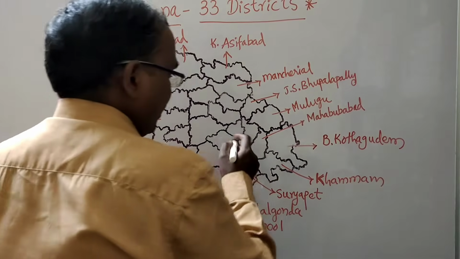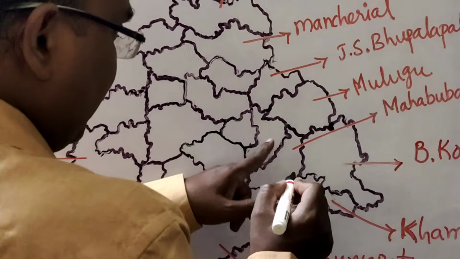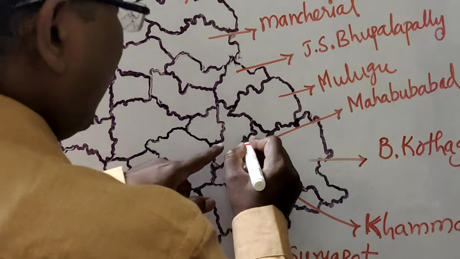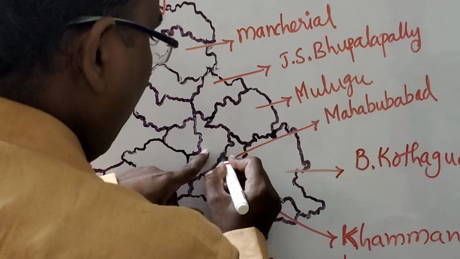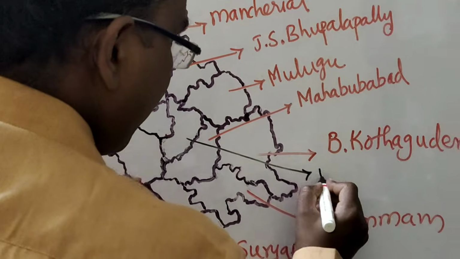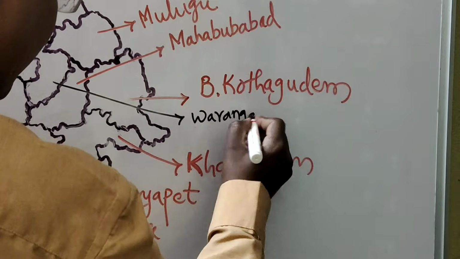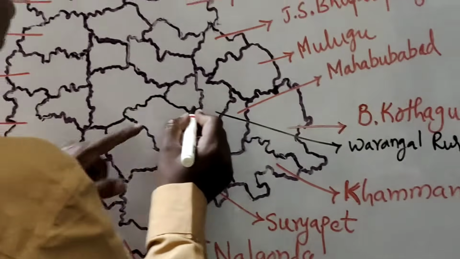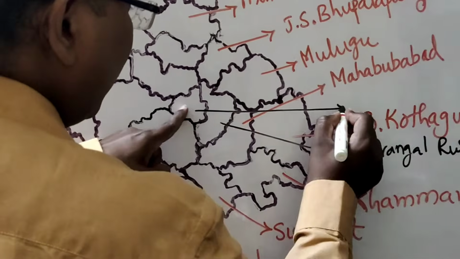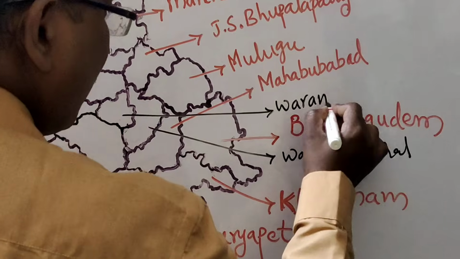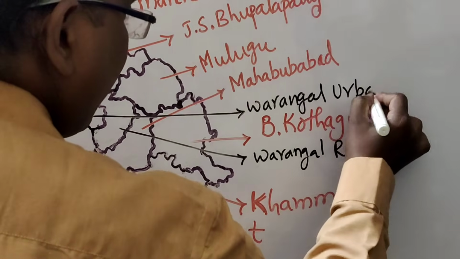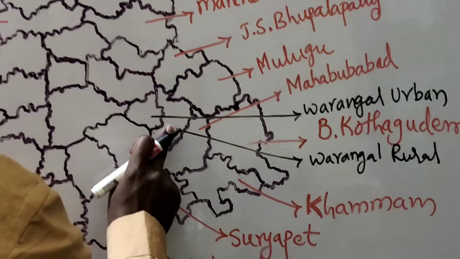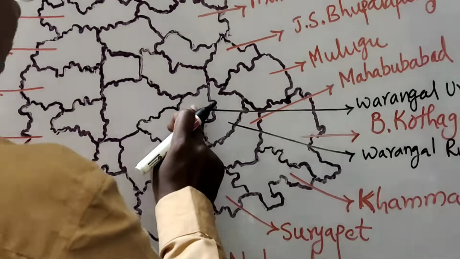I will write with a different color. This district is Warangal Rural. I will write it here. After this, it is Warangal Urban. The one below is Warangal Rural, and the upper one is Warangal Urban.